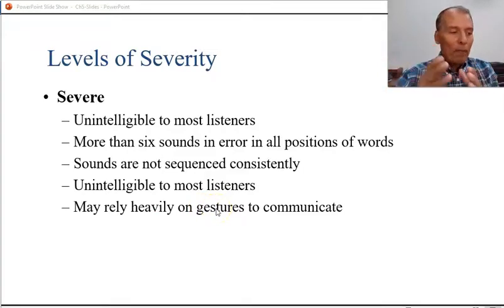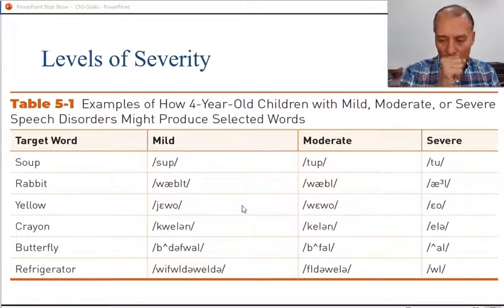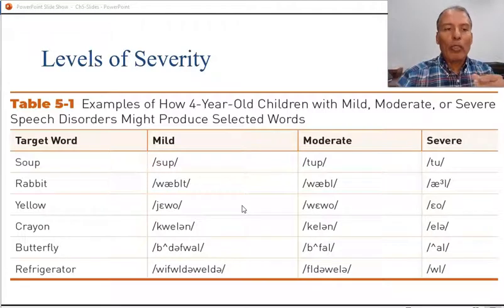That is an indication generally that the person either has significant hearing problems or significant limitations in speech or language. They rely on gestures. So here are some examples that we'll go over and that will show us how a word sounds when it is produced by someone who has a mild, moderate, or severe level of speech sound disorder.